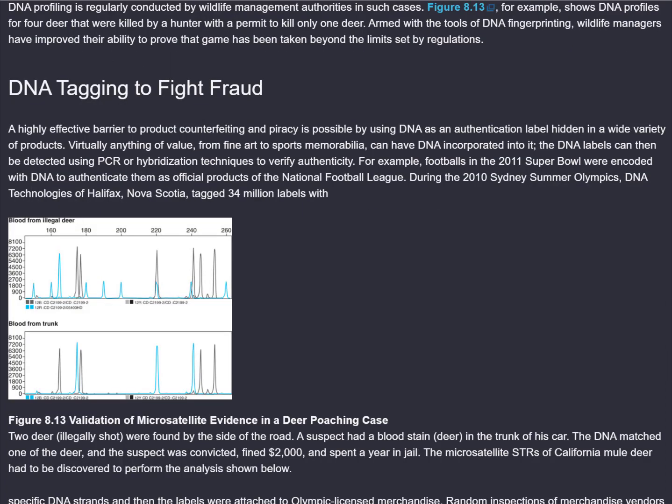DNA profiling is regularly conducted by wildlife management authorities in such cases. Figure 8.13, for example, shows DNA profiles for 4 deer that were killed by a hunter with a permit to kill only 1 deer. Armed with the tools of DNA fingerprinting, wildlife managers have improved their ability to prove that game has been taken beyond the limits set by regulations.